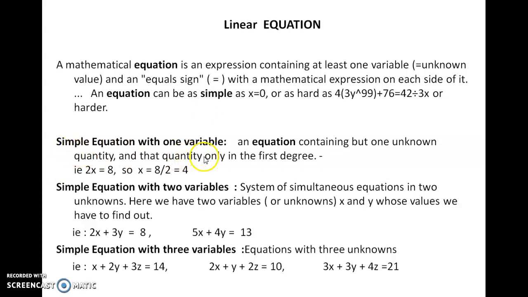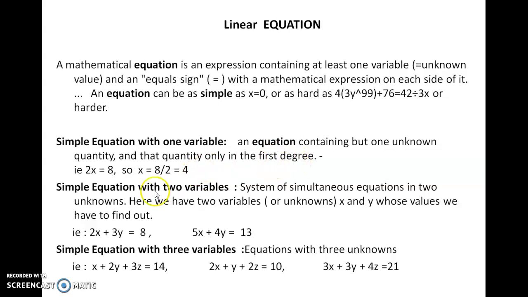Simple equation with one variable. An equation containing but one unknown quantity, and that quantity only in the first degree. So the degree means, in any equation, the power we are going to see. When you say linear equation, you can see the power is only 1. You don't have square terms here. So when you go for the quadratic equation, you have the power as 2. The maximum power of any variable will be 2 there. So we call that a quadratic equation. Similarly, when you go for cubic equation, you will have the maximum power as 3.